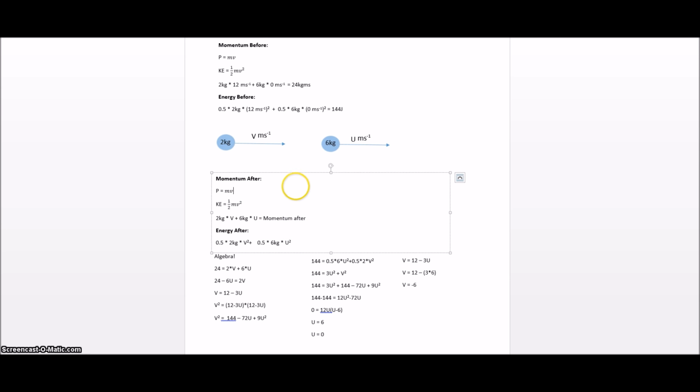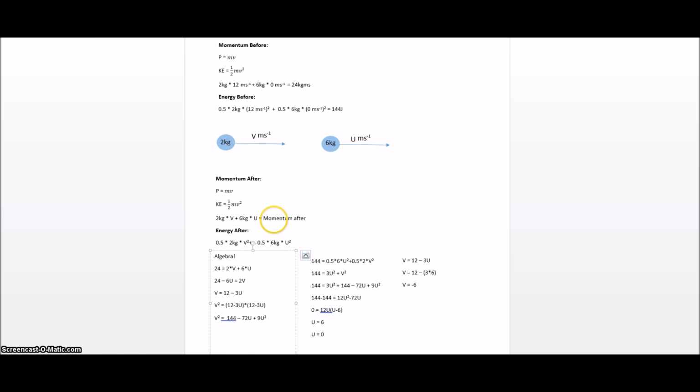Now, the momentum after, much the same. We say that the two particles move away from each other with different velocities v and u. So 2 kilograms times v plus 6 kilograms times u is the momentum afterwards. And following the same trend, the energy afterwards is 0.5 times 2 kilograms times v squared, plus 0.5 times 6 kilograms times u squared. Now, that was the easy bit. Just a small bit of algebra and we'll be through.